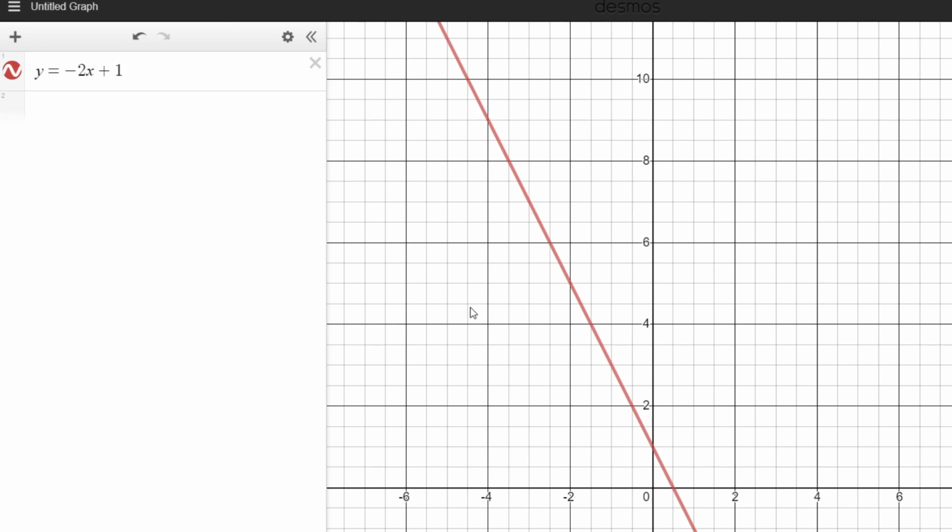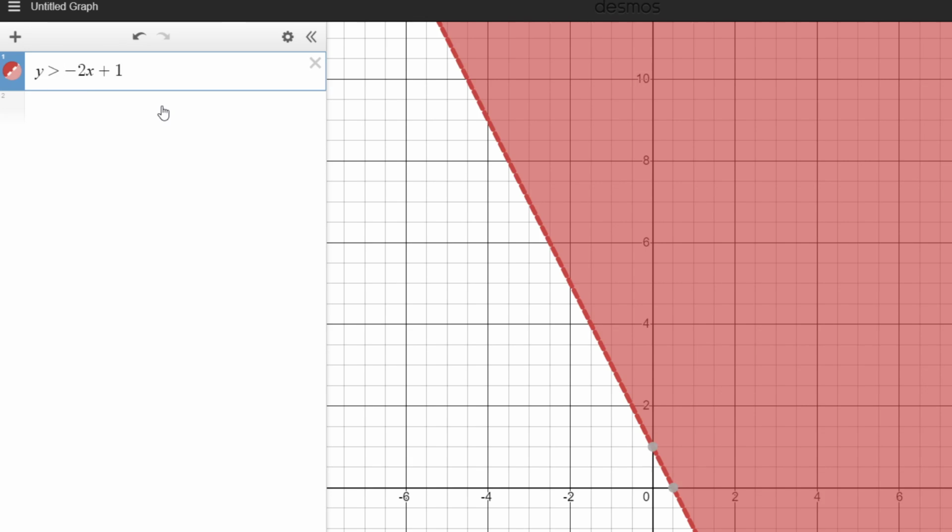I could not pick a point over here. I could not pick a point over here, only on this red line. However, when I say it is greater than, we're essentially saying that the answer is greater than the function, which means that we're going to shade in everything above this line. So we're shading in everything over here.